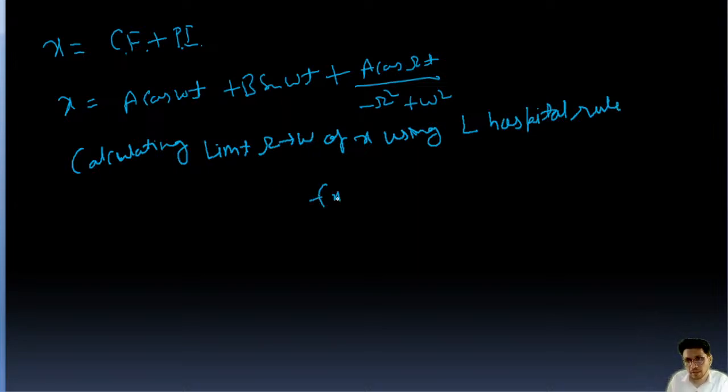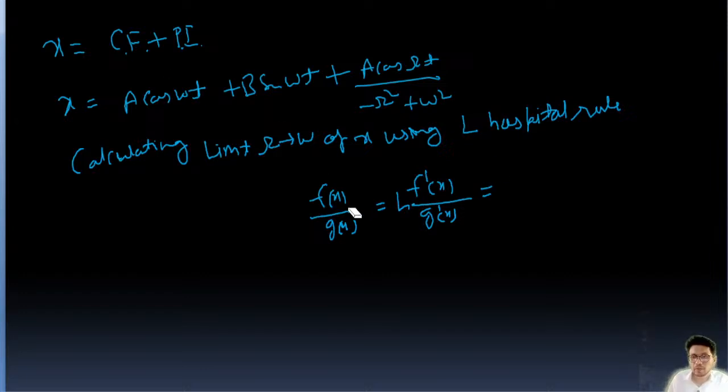Suppose we have f(x) upon g(x), and this gives the value which is infinite. In that case, what we do is we take f dash x upon g dash x, at this limit, and then we get the finite value. So we'll use L'Hospital rule here.